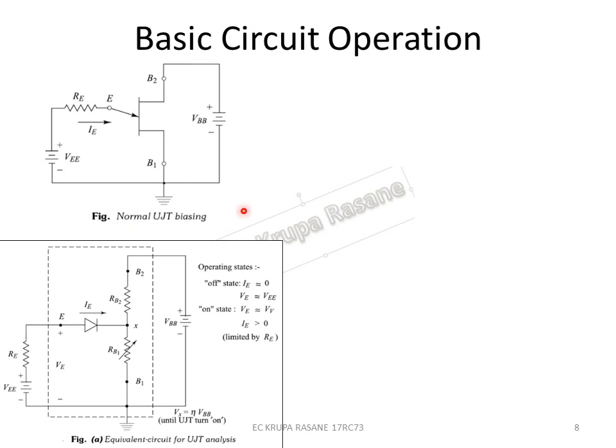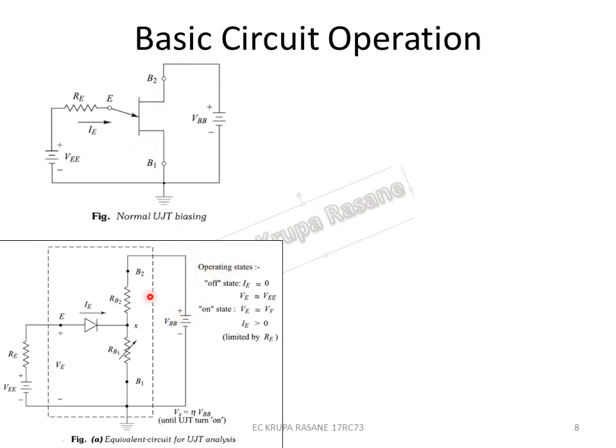Coming to the equivalent circuit, the UJT has been represented with this diode and the internal two resistances RB2 and RB1, which I discussed in previous slides. And this is the external voltage that we are applying along with the series resistance RE. This is external. So what we see inside the dotted line is nothing but this particular UJT, and outside the dotted line are the externally connected components.